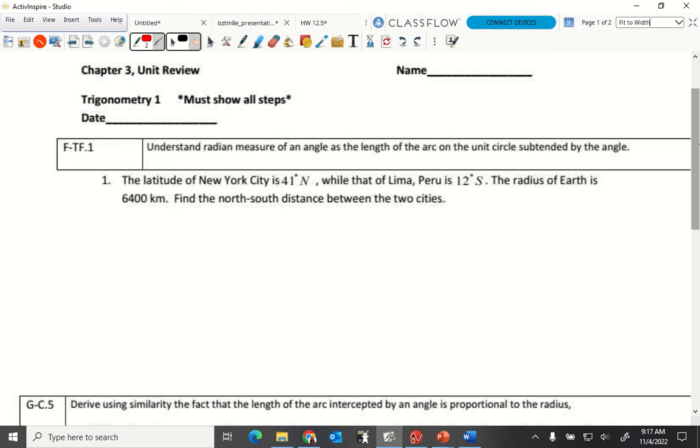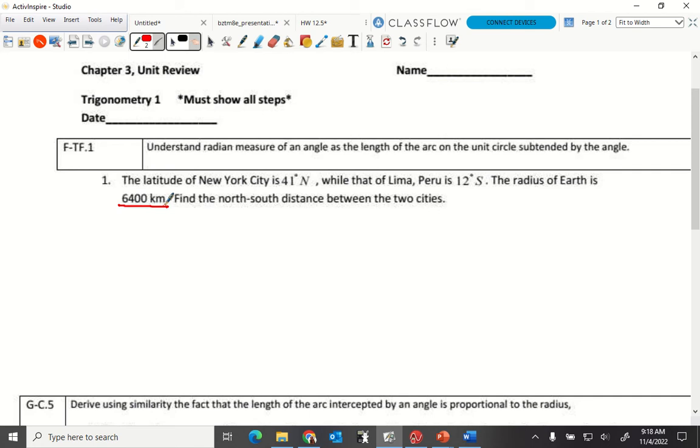Okay. Latitude of New York City is 41 degrees north. Lima, Peru is 12 degrees south. Earth has a radius of 6,400 kilometers. Find the north-south distance in between the two cities. Now, first, how many degrees are those apart?